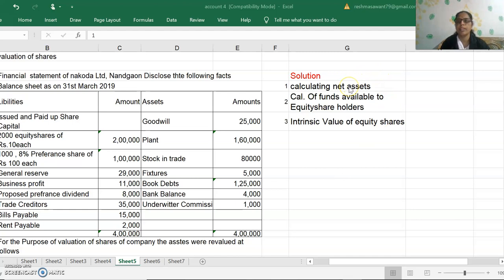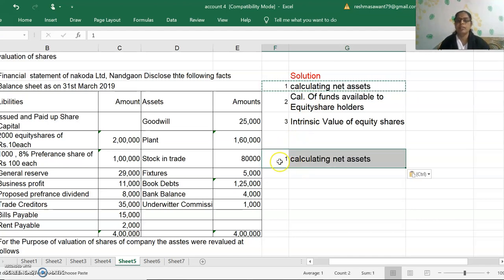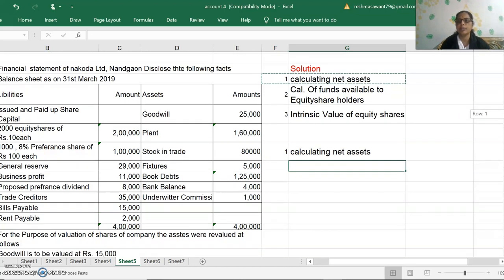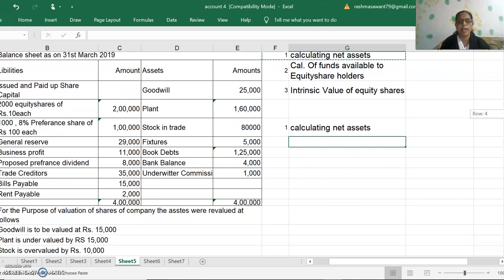Step number 1, calculating net asset. Second, calculation of funds available to equity shareholders, and third, the intrinsic value of each equity share as per the intrinsic value method. So in this method, first we have to calculate step number 1. Under this heading, we need to consider assets from your adjustment.